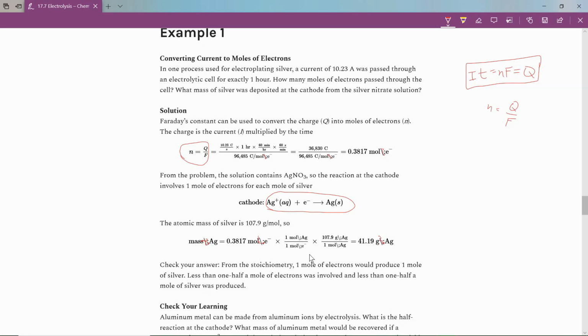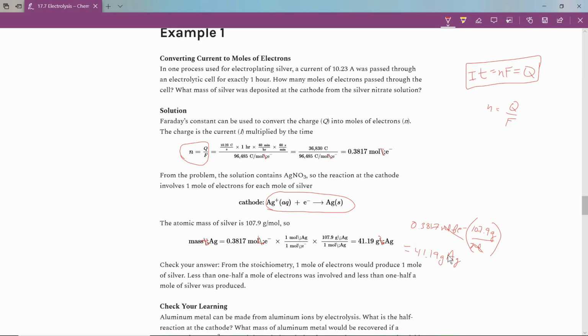The atomic mass of silver is 107.9 grams per mole. So 0.3817 moles of electrons times the molar mass of silver, 107.9 grams per mole. So the moles of electrons cancel, and you get 41.19 grams of silver.